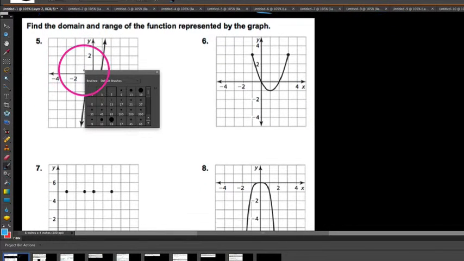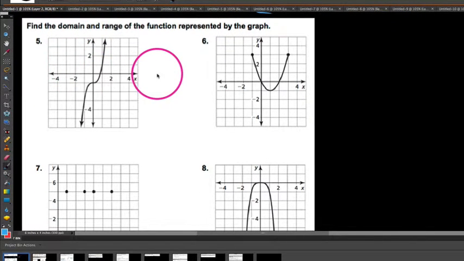Now for the second part of this, let's go ahead and do something here we haven't talked about in a while, is refer to the domain and range of a function, okay? And identify the domain and range of a function.